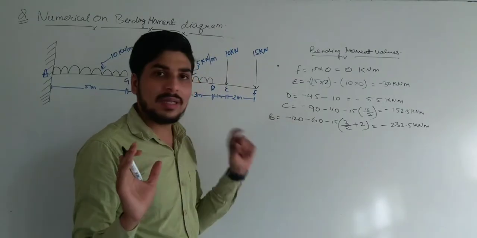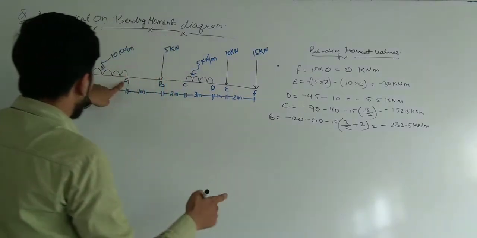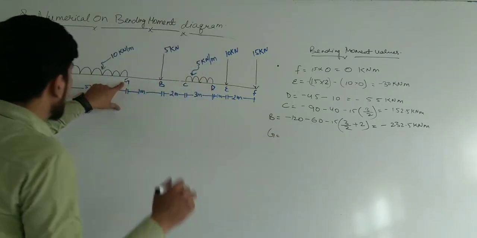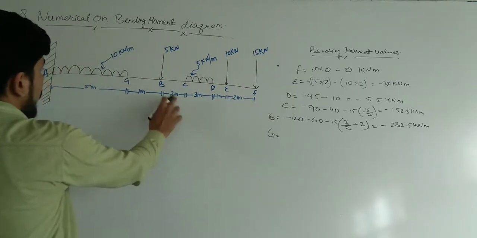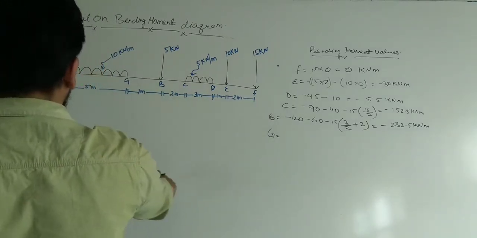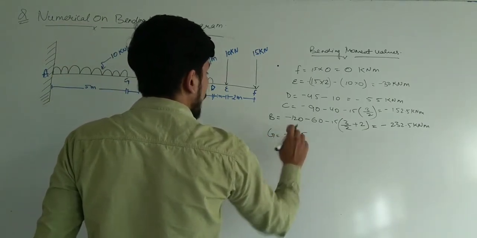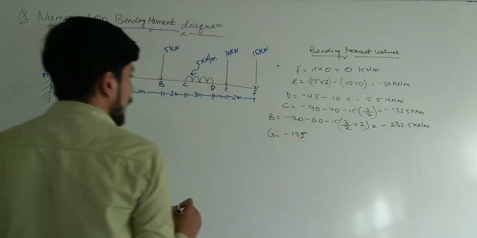Now we calculate the bending moment at point G. At point G, again we start from the first load. 15 multiplied by 8 and this is 9. The value is minus 135, since 15 multiplied by 9 is 135.